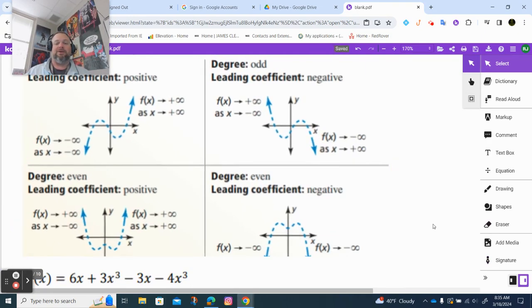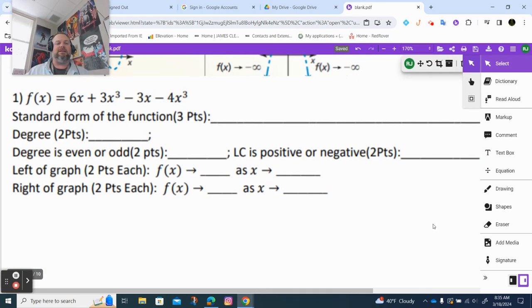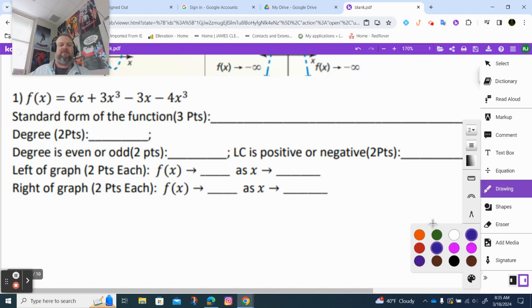All right. I did not go back and make these bigger. Let's look at number one. First thing, we got to put this in standard form of the function. Now, you'll notice that this has these little 3 points, 2 points. This is actually the credit you'll get when we have a test on this. When that is, I don't know right now. It's Monday. I'll have more answers tomorrow. But these can combine.